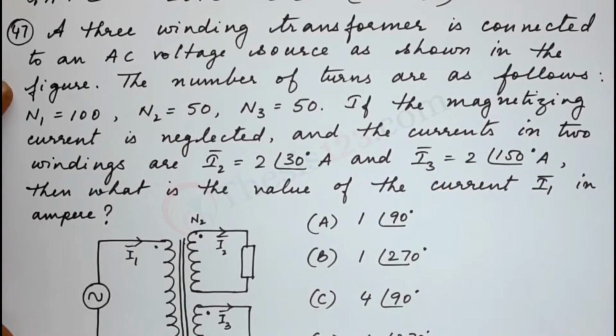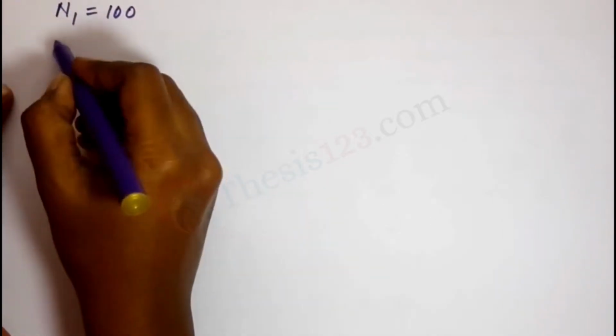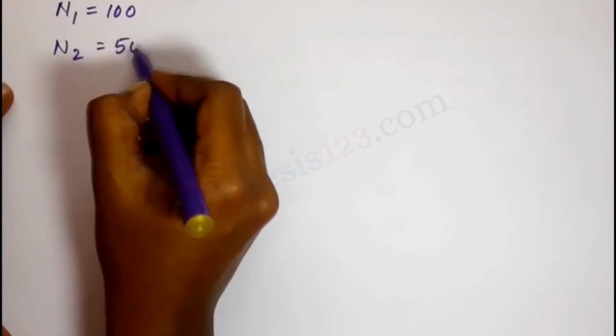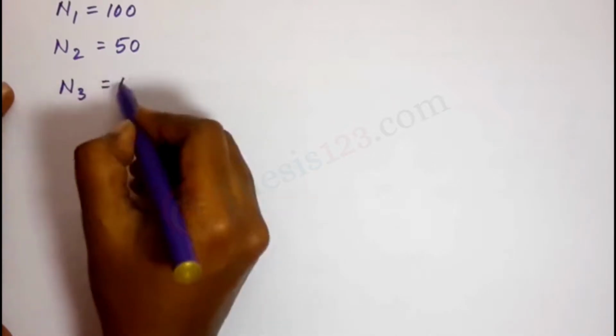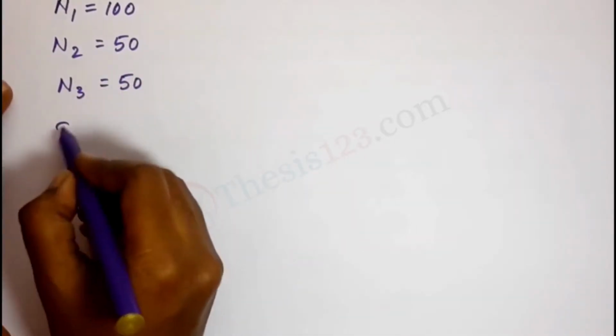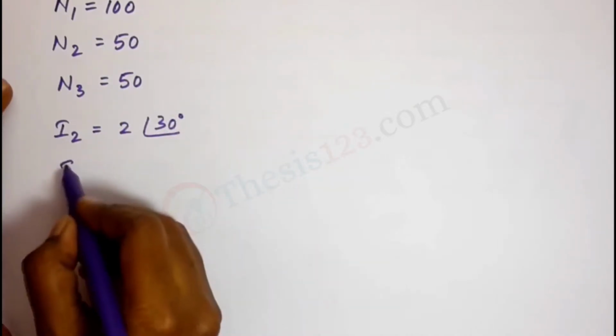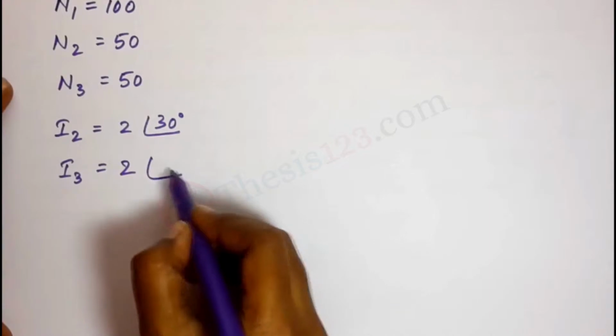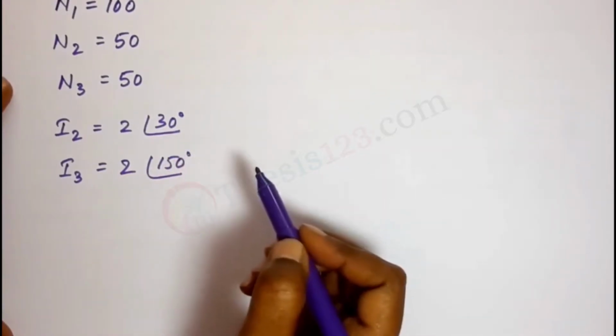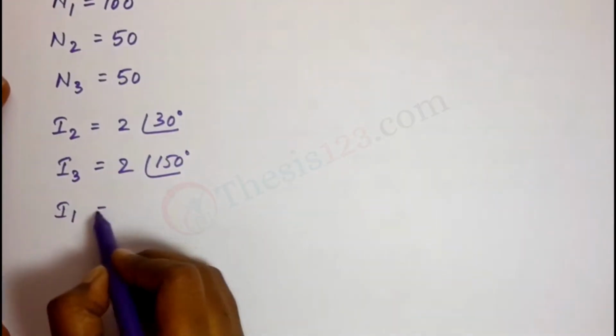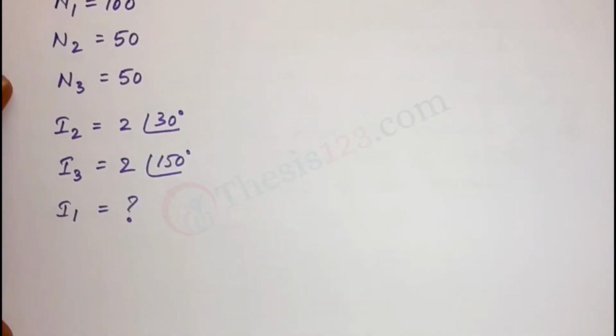Let me just grab another sheet of paper here. Okay, note it down here. So the given data, N1 is 100, N2 is 50, N3 is also 50. We have the current I2 given as 2 angle 30 degrees. I3 is given as 2 angle 150 degrees. Now we need to find out the current I1.